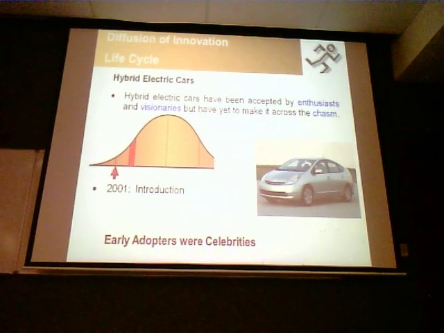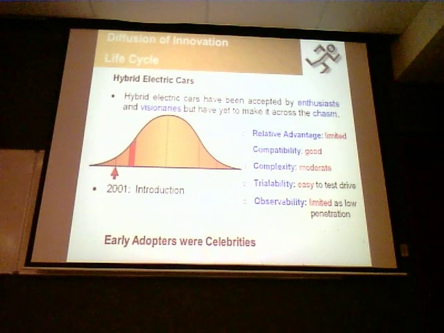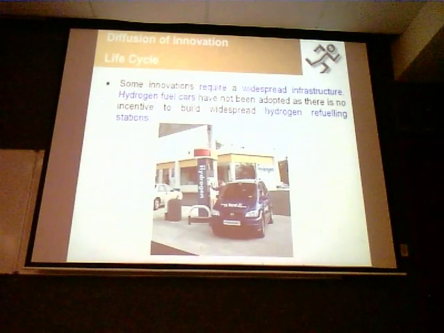Sorry? Is it trialable? No, it's on a limited basis. Compatibility, it's a car, that hasn't changed much. So that's fine. Limited relative advantage, complex, moderate, trialable, it's fairly easy to test drive. Observable results, limited, I guess. So it hasn't quite got across the chasm yet.